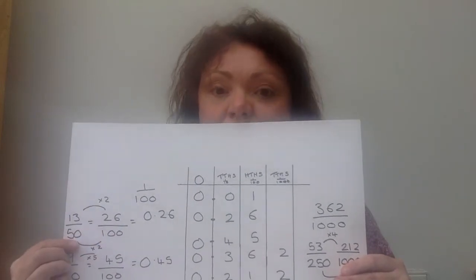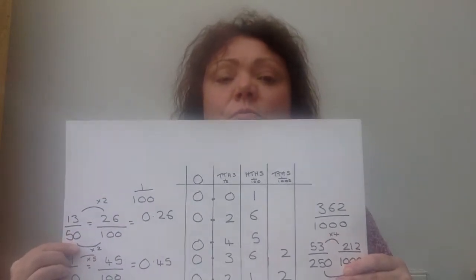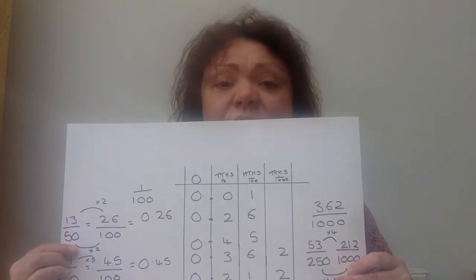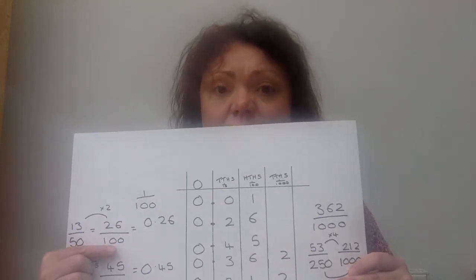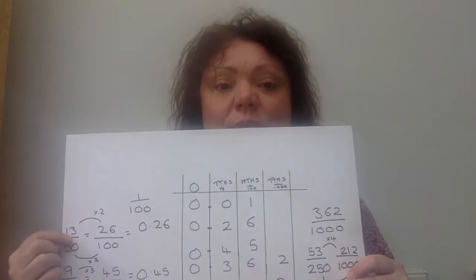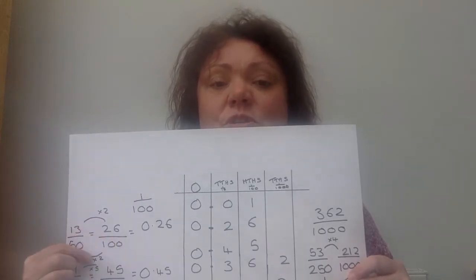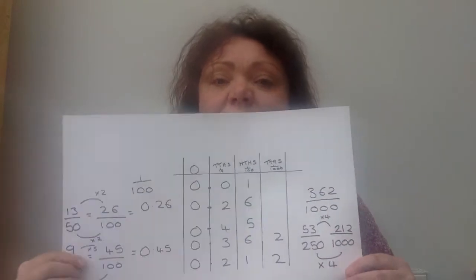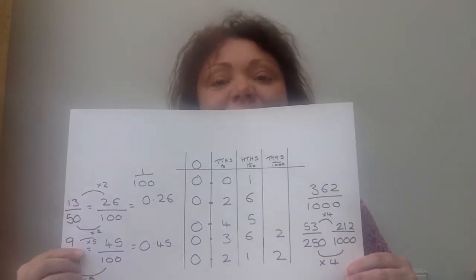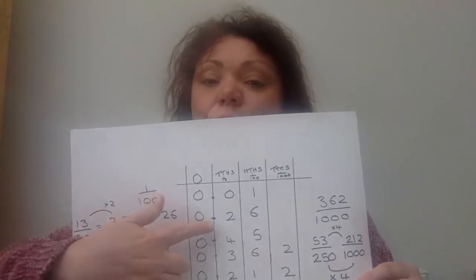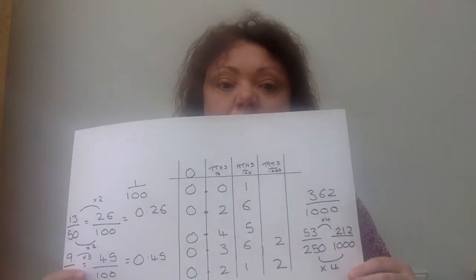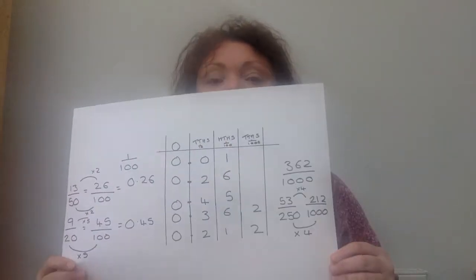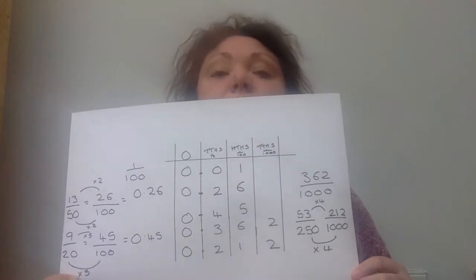So whatever I do to the denominator, you do to the numerator. 50 times 2 is 100, okay? So we do it to the numerator. 13 times 2 is 26, and there is our answer. 26/100, which is 0.26, and I've put it onto the place value chart as well. Okay, and then here's another example of us converting to hundredths, okay?